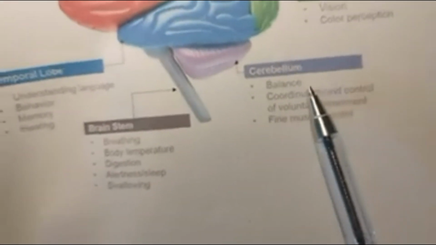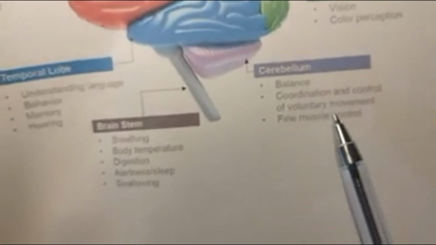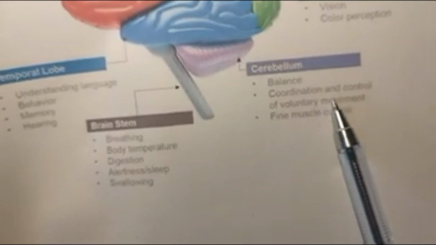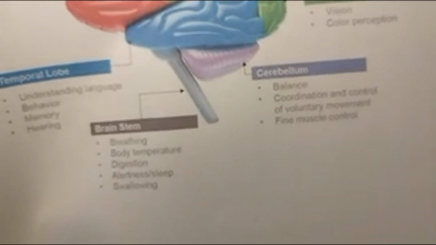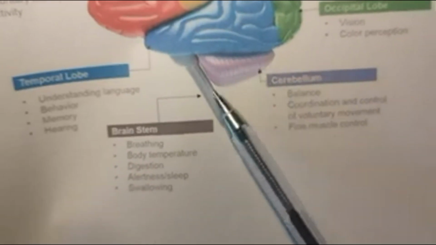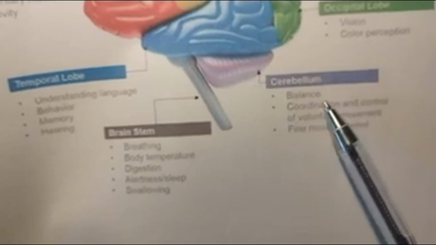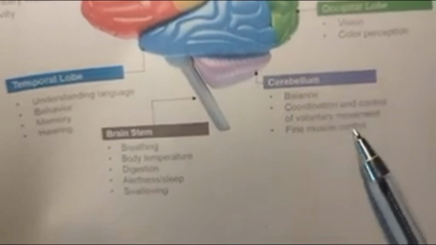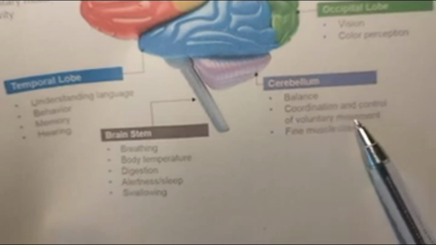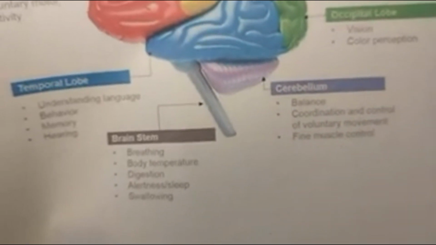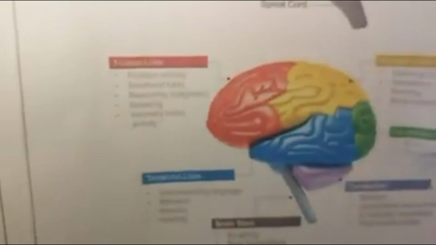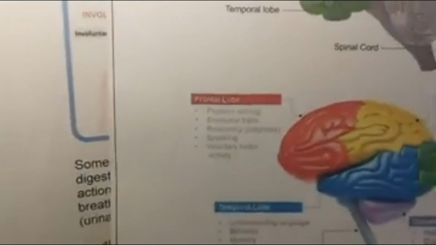Now cerebellum is important in balance, in coordination and control of voluntary movement, and in fine muscle control. So if the cerebellum gets affected by any disease, people lose balance, they lose control and coordination of voluntary movement, and they also lose fine muscle movements. Okay, so these are the functions of various parts of the brain.